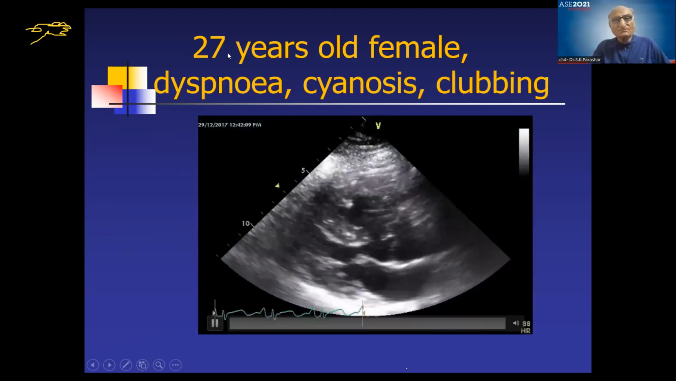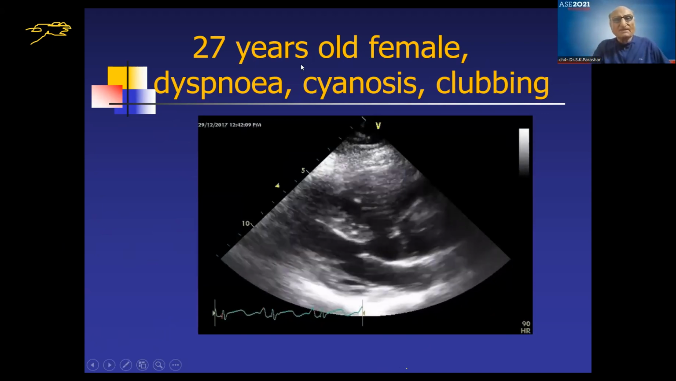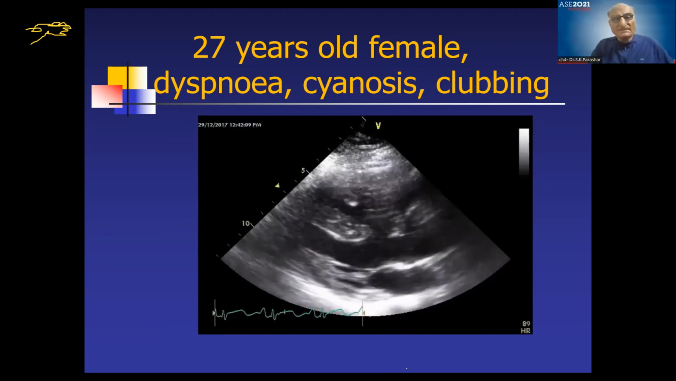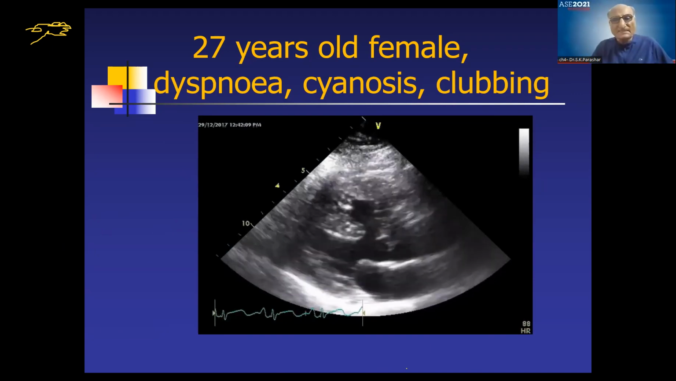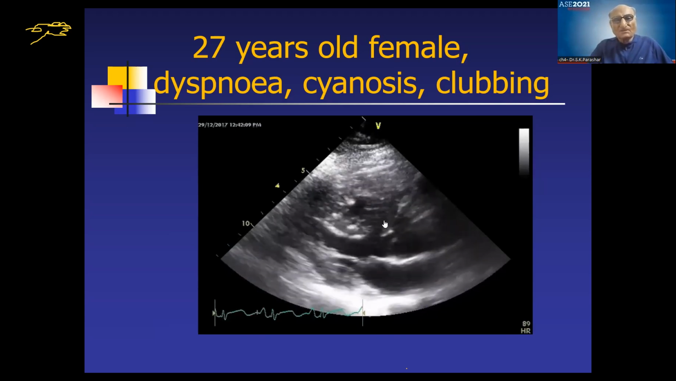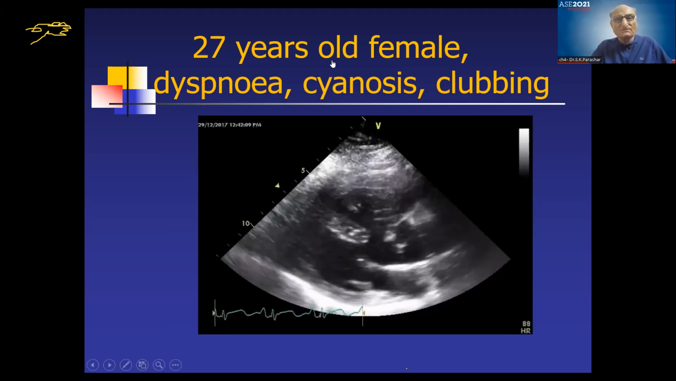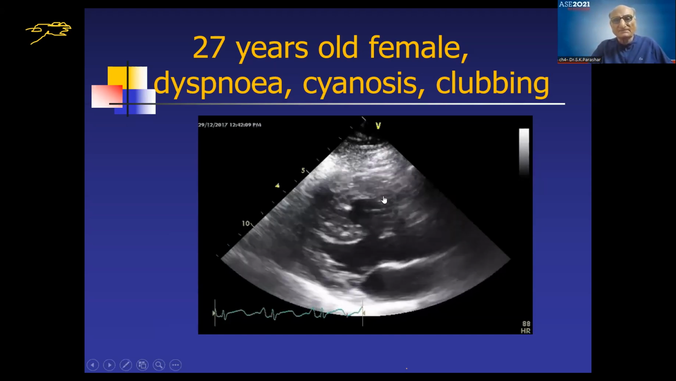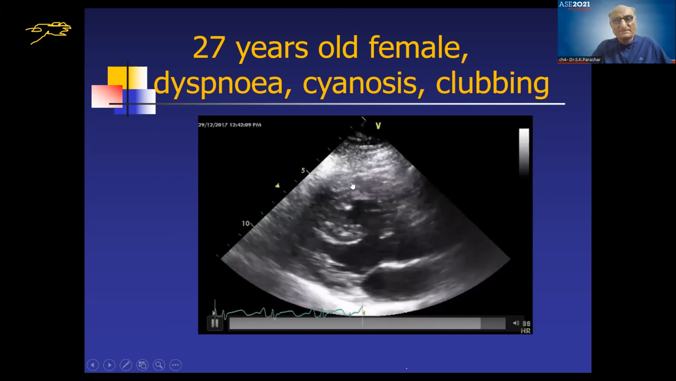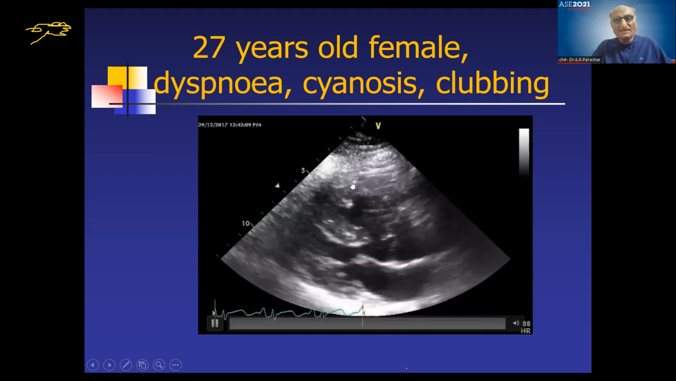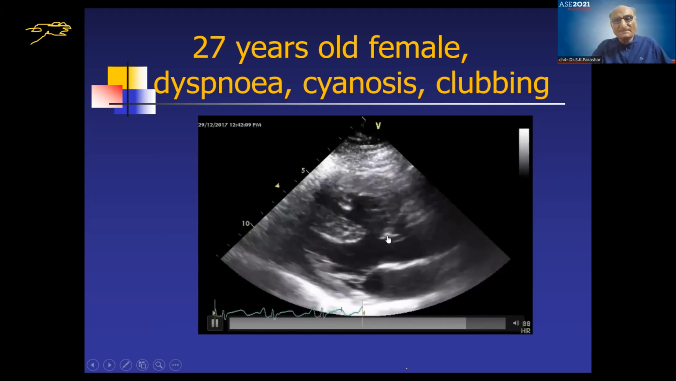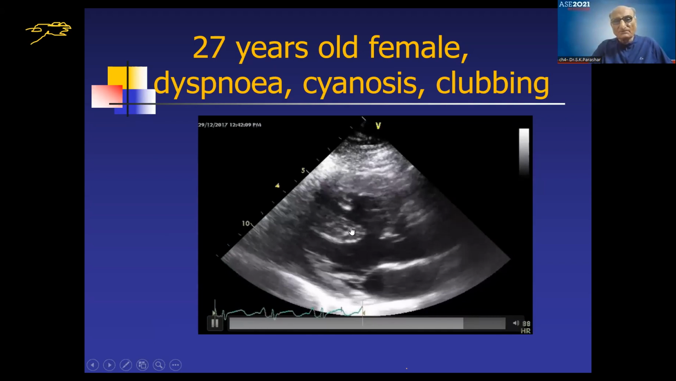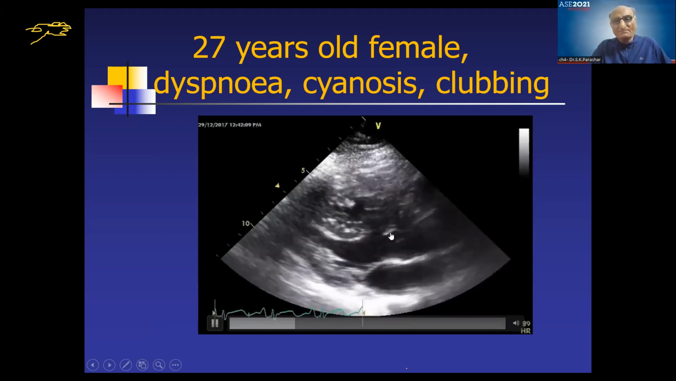So now we come to another case. That is known as Eisenmenger syndrome. It is also known as Eisenmenger reaction, Eisenmenger's complex, more common in young females. So this was a 27-year-old female with dyspnea, cyanosis, and clubbing. And we showed you this picture before, with marked RVH and an enlarged RV, and there is a large VSD, but there is no aortic override.